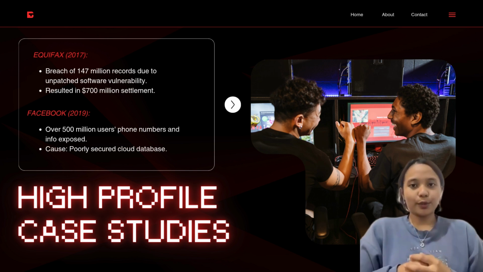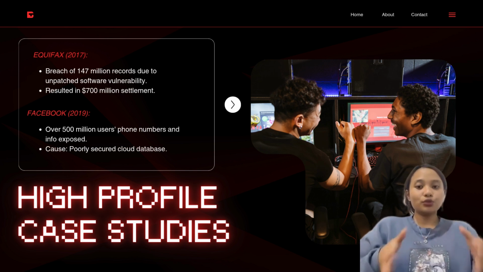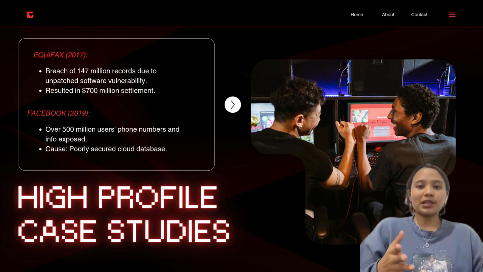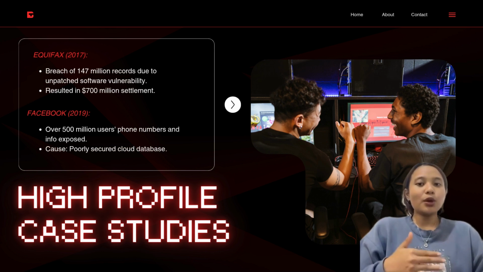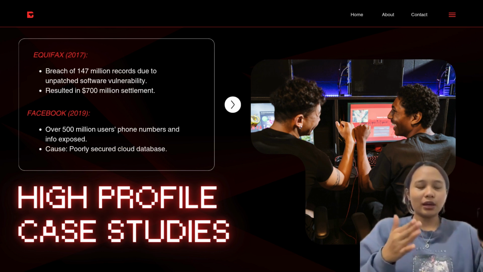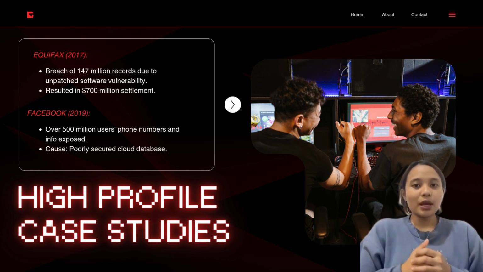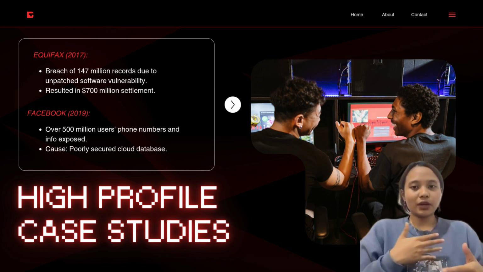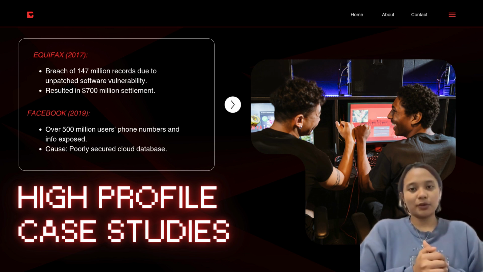Next is high profile case studies. There are two real world examples of major data breaches. The first one is Equifax in 2017, where 147 million people's personal data was exposed due to a missed software patch. The company had to pay over 700 million in settlement fees.